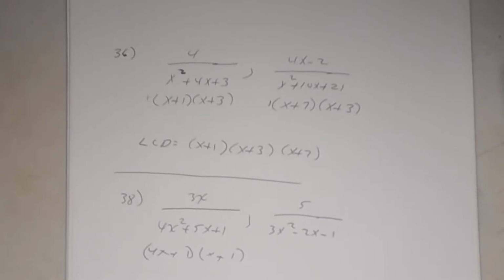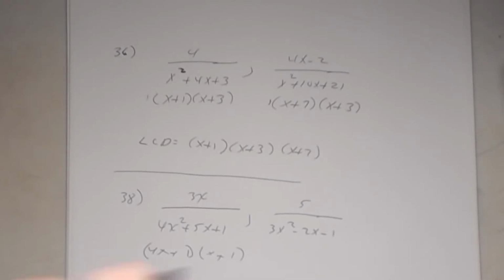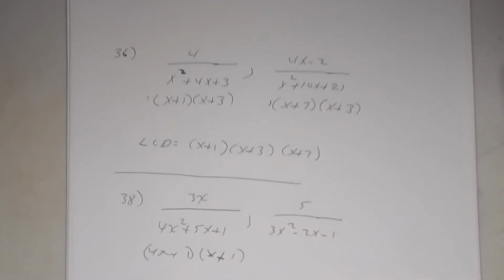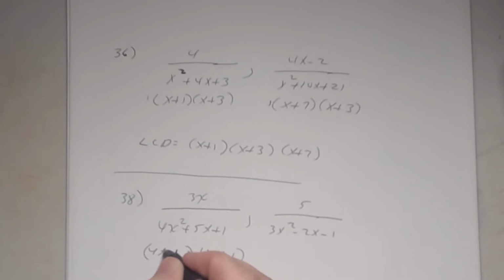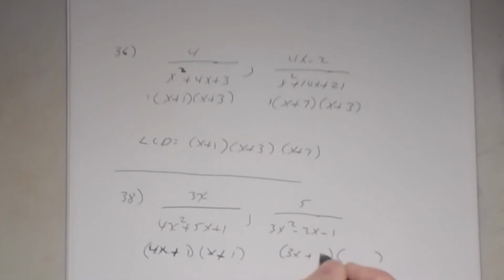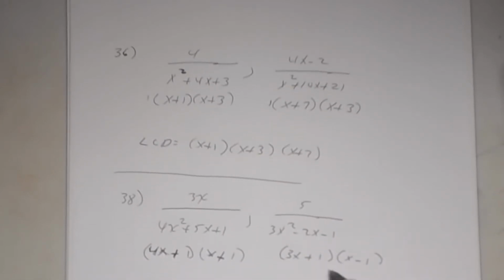Yeah, 4x and x. 2x and 2x won't work. So 4x and x, 1 and 1, right? Last sign's positive. They're both the same. The middle sign. All right, so 4x plus 1 times x plus 1. All right, next one. 3x plus 1, x minus 1. Let's see. Yep, that'll work.